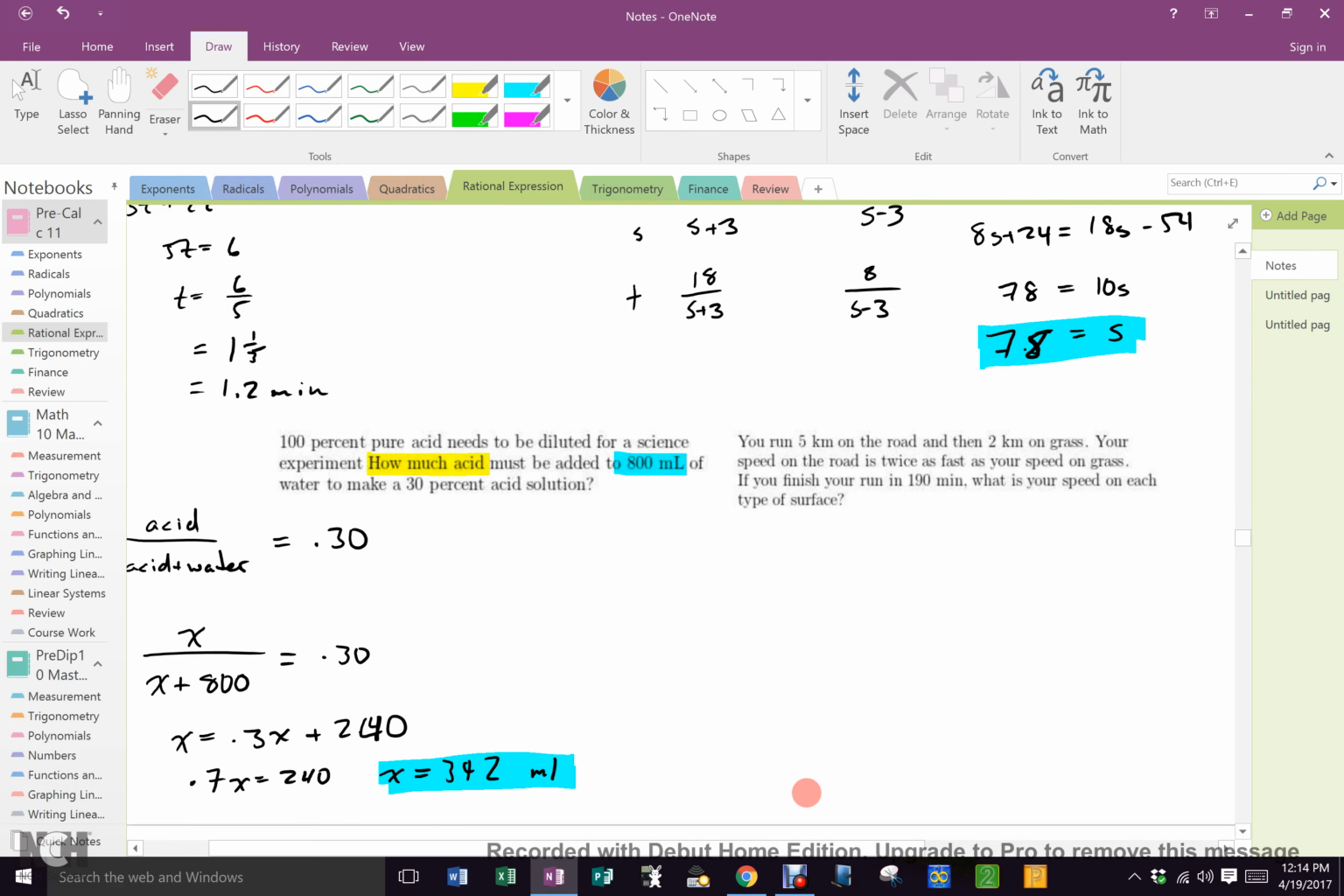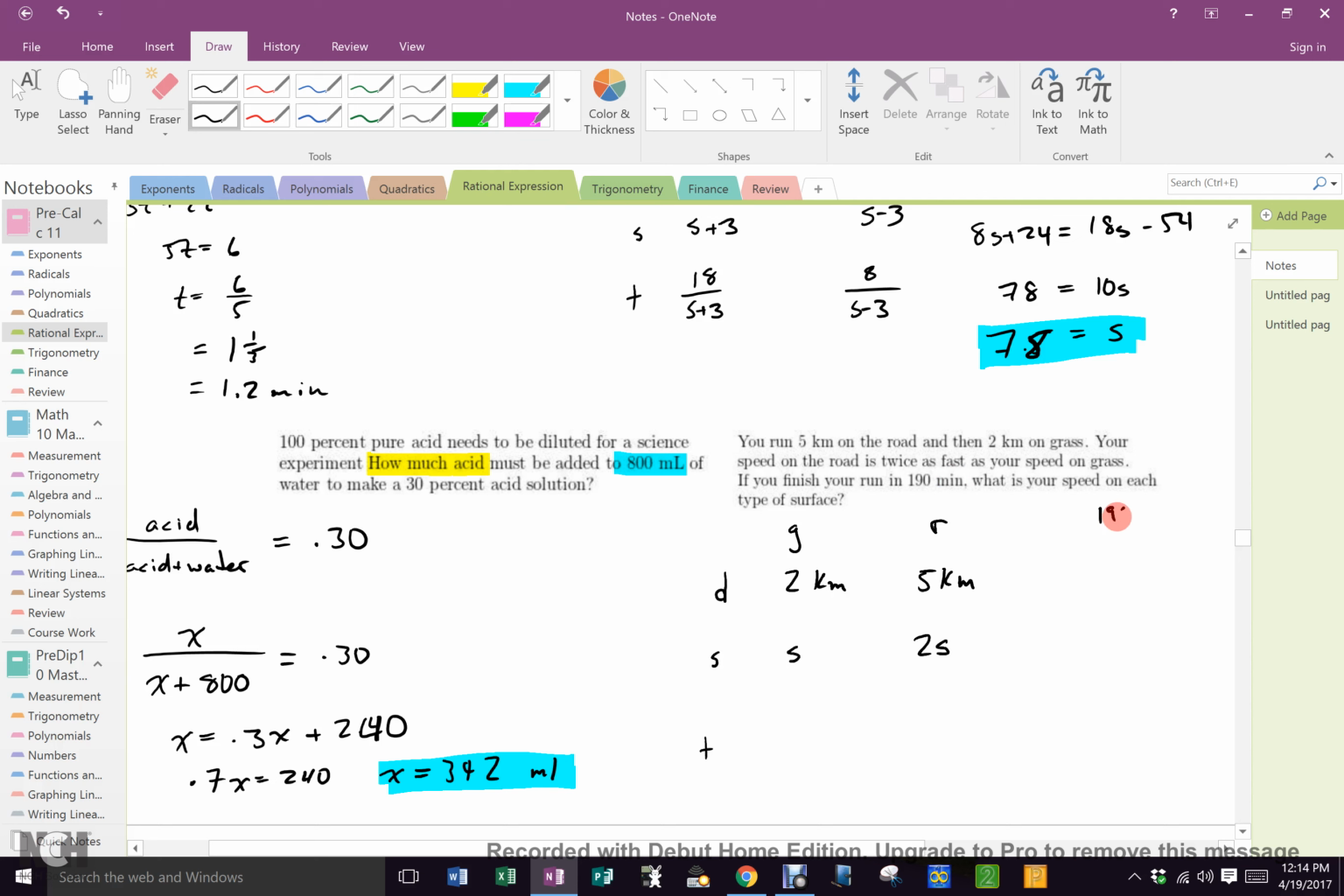And then now this one's a little trickier too. So I've got grass, I've got road, and I've got distance, speed, and time. On the grass, I run 2 km. On the road, I run 5 km. My speed on the road is twice as fast as grass. So if grass is s, road is 2s. Then the time I spent, the whole run, is 190 minutes.